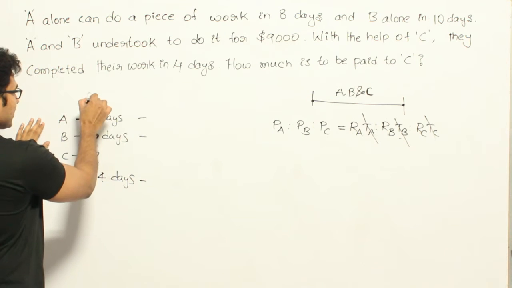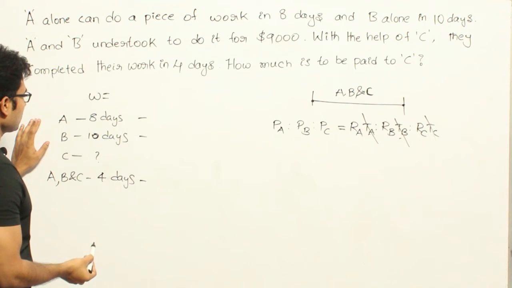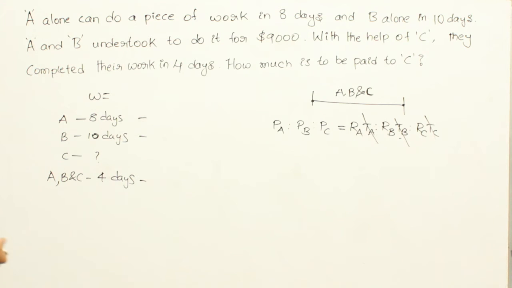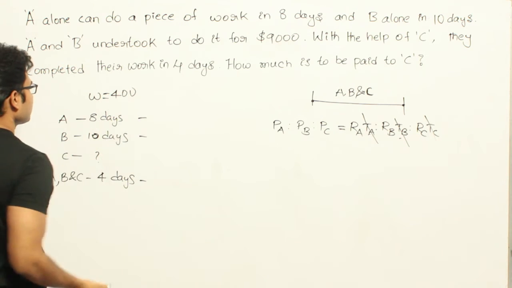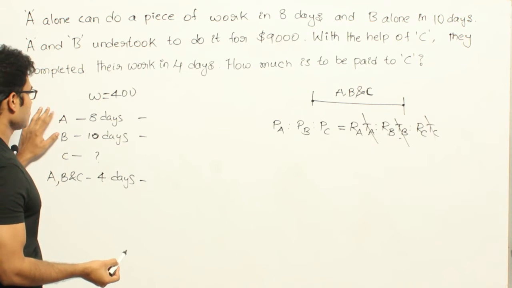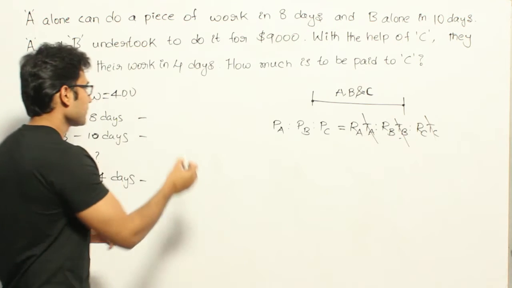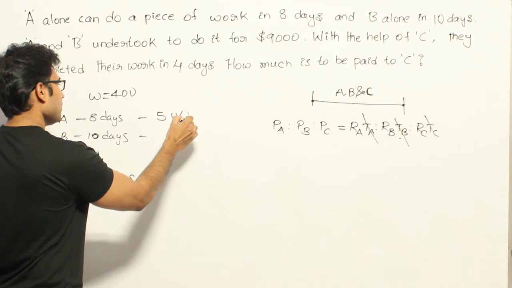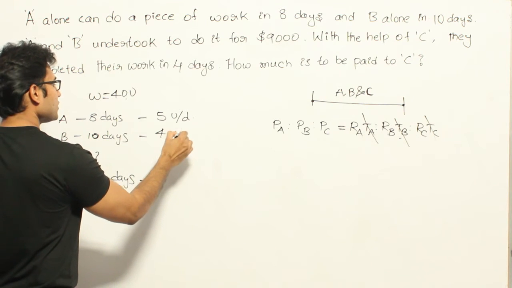In order to find out the rates, let's assume that the work is some amount. What will be a better number to assume? Maybe assuming 40 is a good thing. So 40 units, because it is a multiple of all these three. Now if that is the case, what is the rate at which A is working? 40 by 8, which is 5 units per day. And what is the rate at which B is working? 40 by 10, which means 4 units per day.